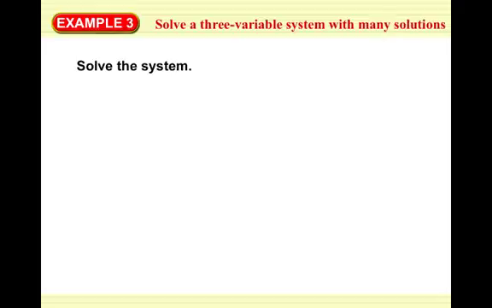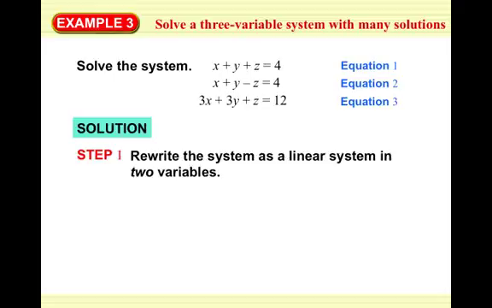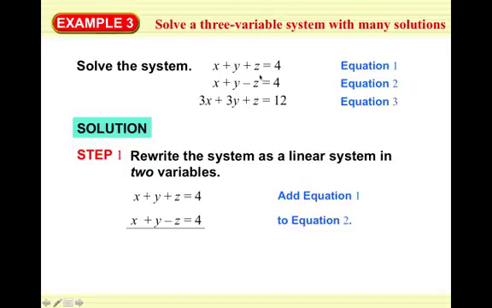All right, let's look at our third example. We're going to solve the system x plus y plus z equals 4, x plus y minus z equals 4, 3x plus 3y plus z equals 12. Well, we're going to rewrite the system as a linear system in 2 variables. Let's get rid of the z's. That's really easy to do. We have a plus z and a minus z in equations 1 and 2, so we can just add those together. And we're going to get 2x plus 2y equals 8.